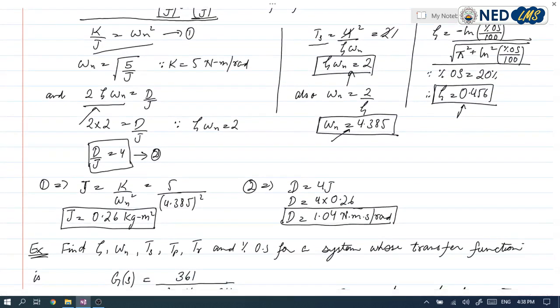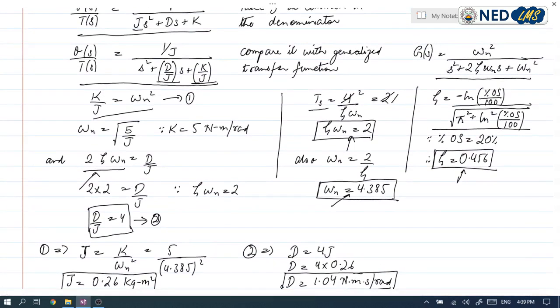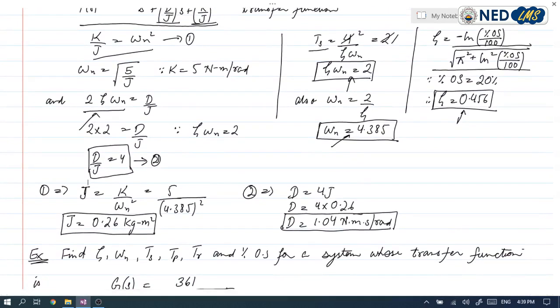And by using equation 1 here, we find the value of J, because the value of k is given in the question, and we have evaluated the value of omega n here. So by putting the values of k and omega n in equation 1, we will get the value of J equal to 0.26 kilogram meter square.